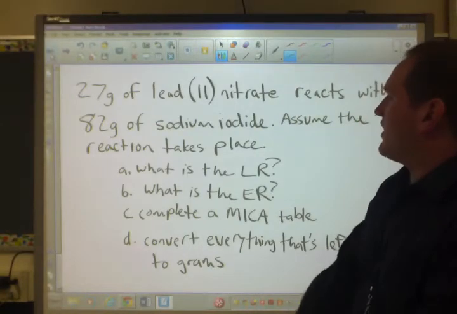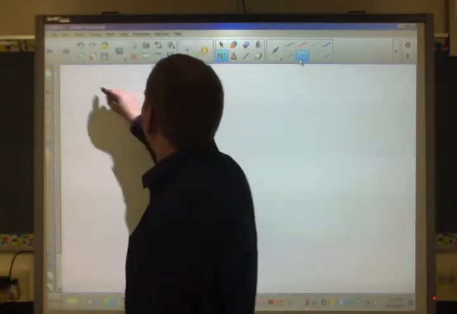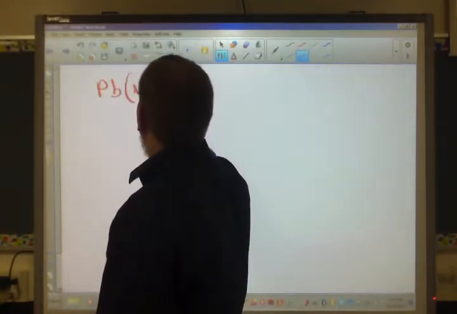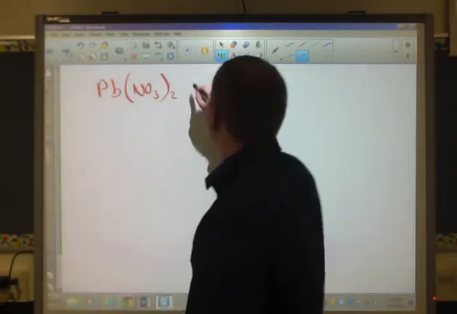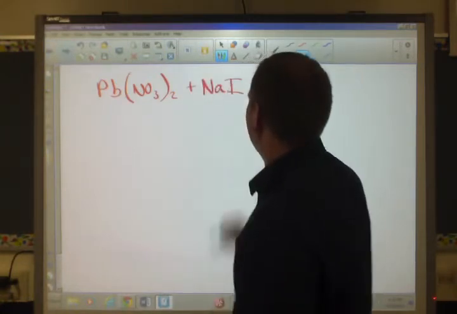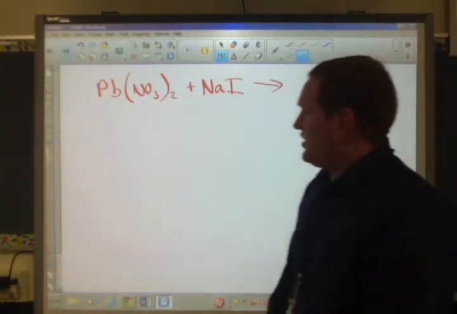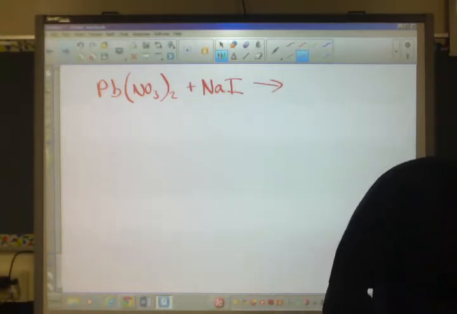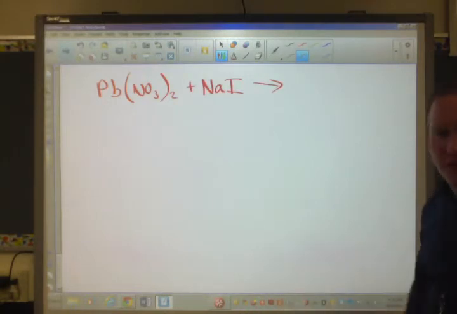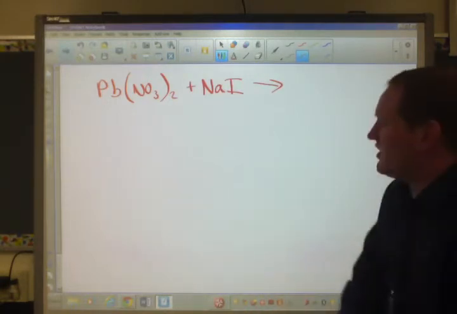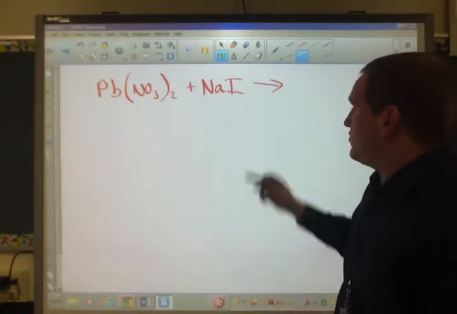So the first thing we always do is write our balanced formula. Lead 2 nitrate, Pb(NO3)2, is going to react with sodium iodide, NaI. So this is going to be a double replacement reaction. Normally I would just tell you it's going to happen so you don't have to check the solubility table. We'll assume that it does. In fact, anything with nitrate is always aqueous. NaI is definitely aqueous.